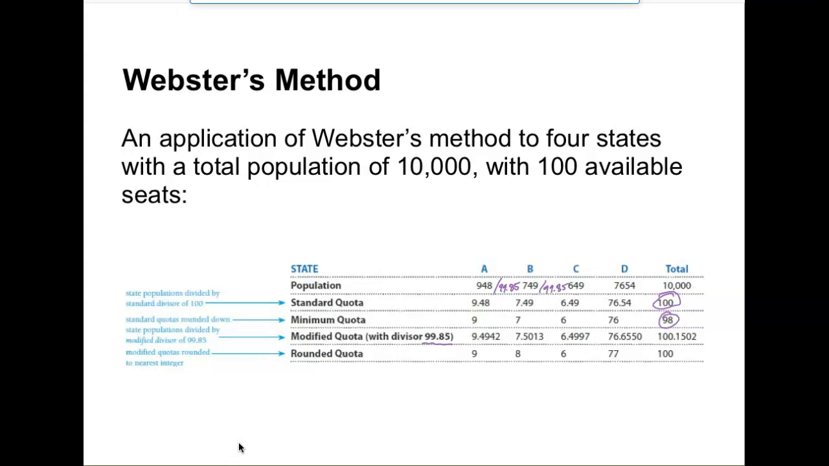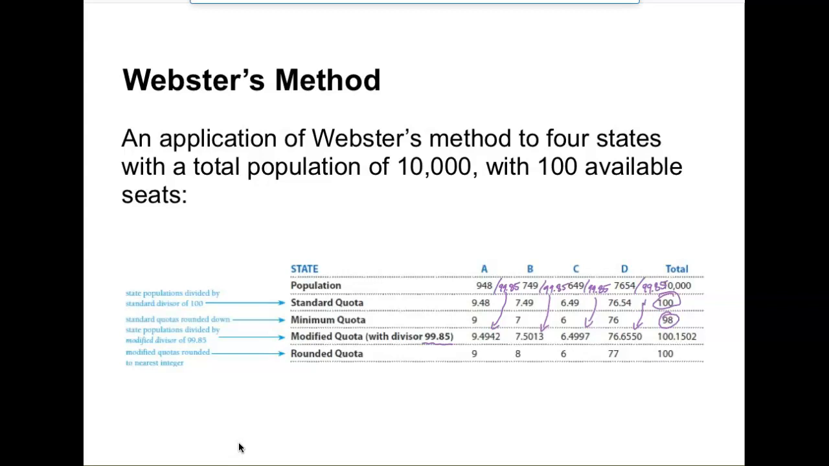Again, you will not be asked to figure out what modified divisor you should use. You'll just be given it. So then you divide everything by that, you get a new decimal. But the thing you do with Webster's method is you just use standard rounding rules. So you take those decimals and you round them as you would in standard rounding rules.